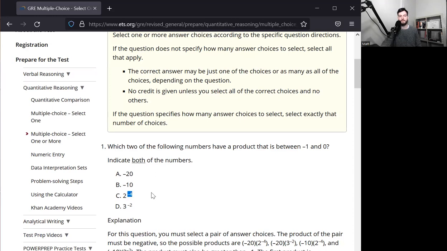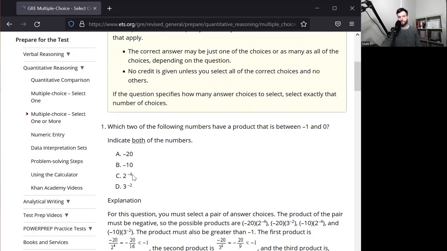Don't be fooled by a negative fraction. That does not mean it's a negative number. A negative fraction just means a negative exponent. A negative exponent means 1 over 2 to the 4.